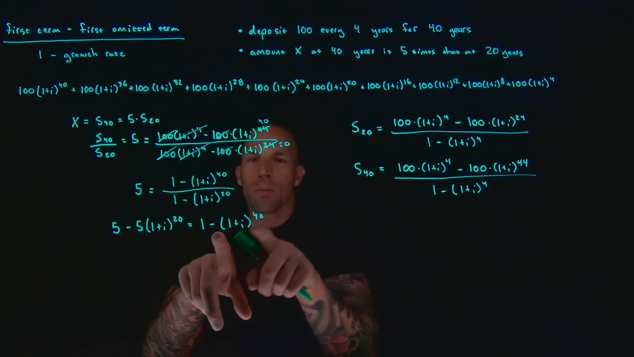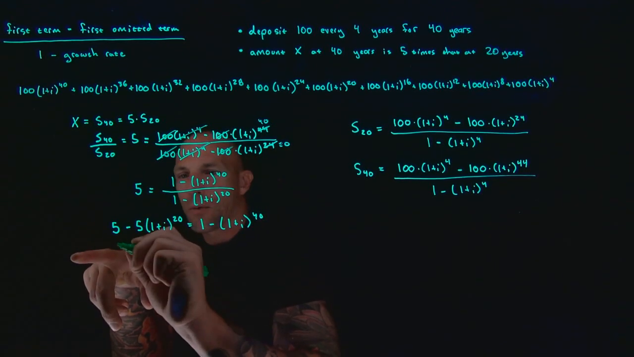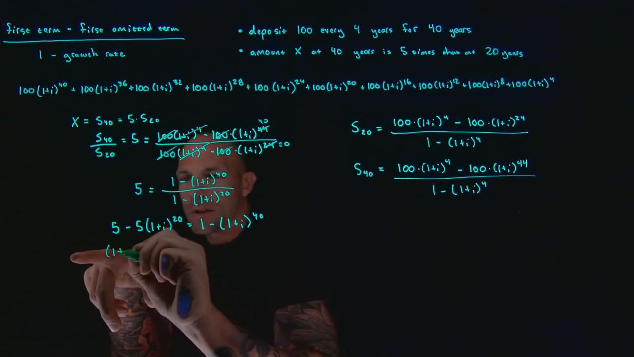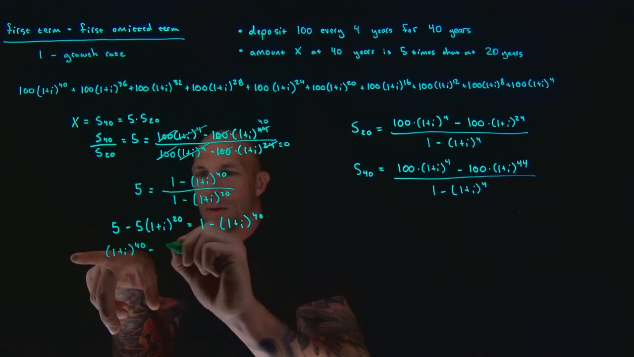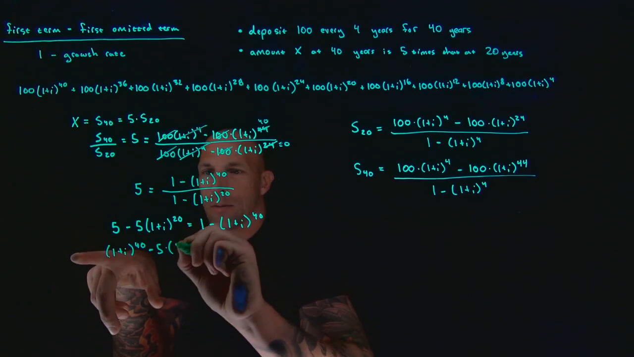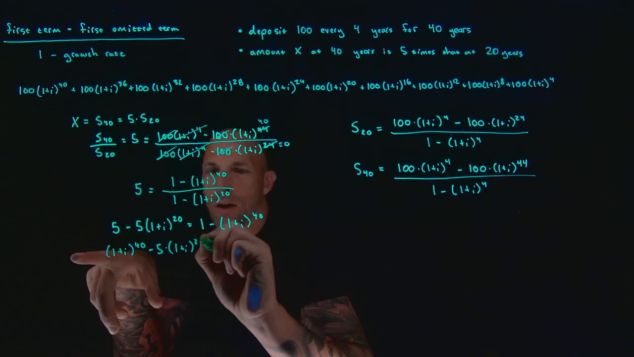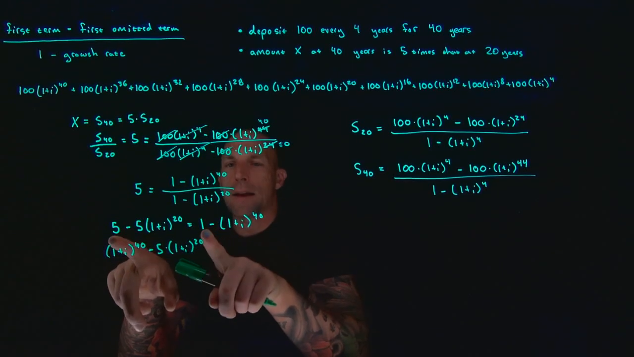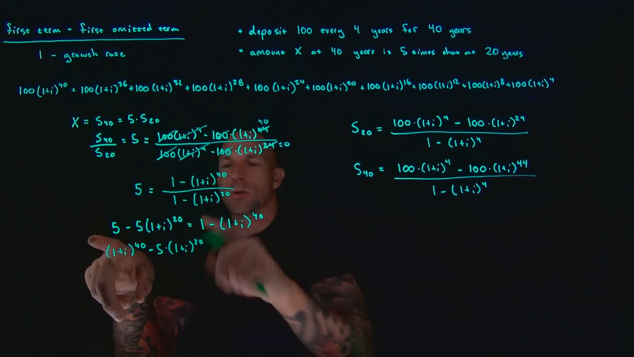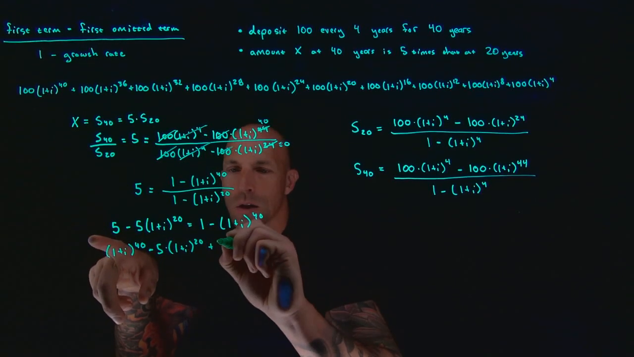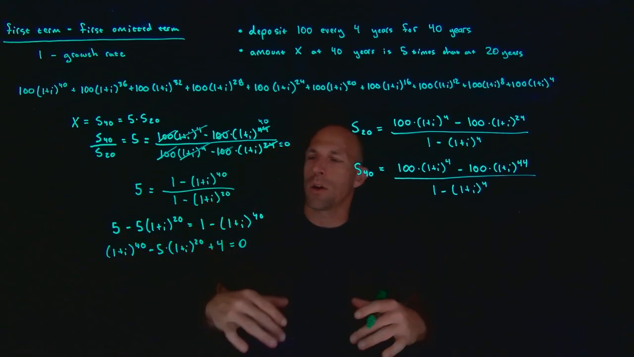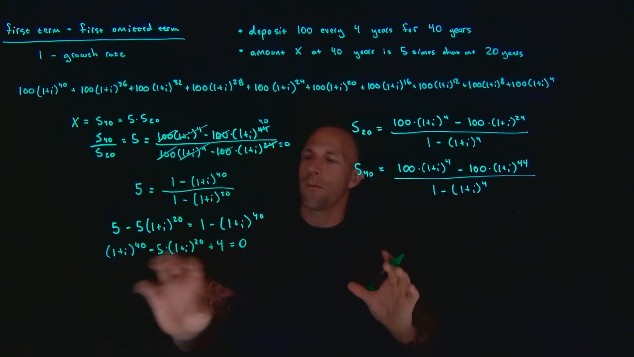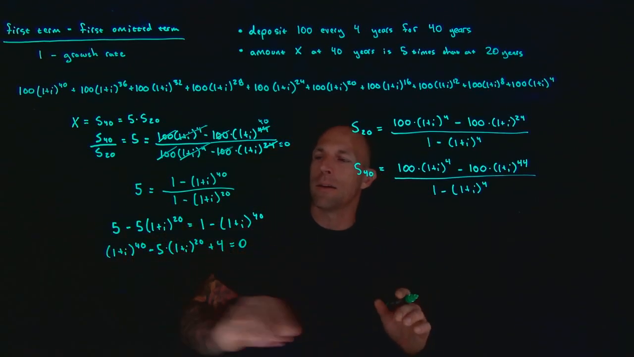So adding (1 plus i)^40, bring that out front: (1 plus i)^40. Going to leave this minus 5 times (1 plus i)^20 alone, and then I'm going to subtract 1 from both sides. 5 minus 1 is 4, so I'm going to have plus 4 equals 0. So really just algebra 2 level stuff, creating a quadratic here.